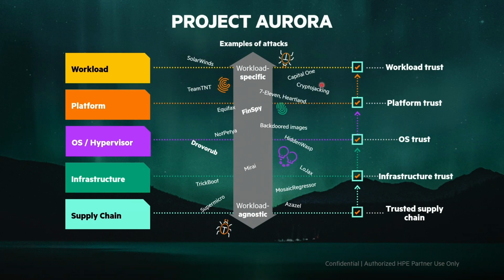And they were hacked using either cryptojacking or Mosaic Regressor or TrickBoot, or, well, let's just talk about some of the most recent ones, which is DroppedRub and FinSpy. Now, DroppedRub sounds kind of funny, but it's actually a Russian term. DroppedRub is the number one or number two most popular hacking package that's available for download on the dark web for free. And actually, for as little as $2,000, you can pay somebody to hack your competitor. It's big business for these people.